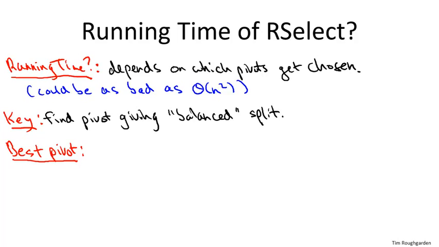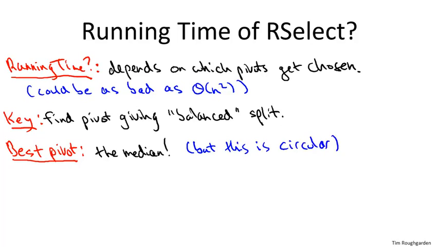Well, the best pivot's the one that gives us the most balanced split possible. So what's the pivot that gives us the most balanced split, a 50-50 split? Well, if you think about it, it's exactly the median. Of course, this is not super helpful because the median might well be what we're looking for in the first place. So this is sort of a circular idea. But for intuition, it's still worth exploring what kind of running time we would get in the best case. If we're not going to get linear time even in this magical best case, we certainly wouldn't expect to get it on average over random choices of the pivots.